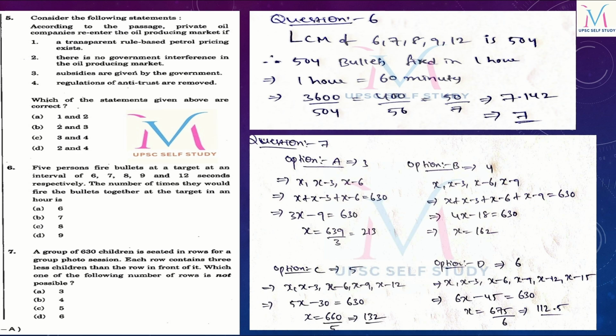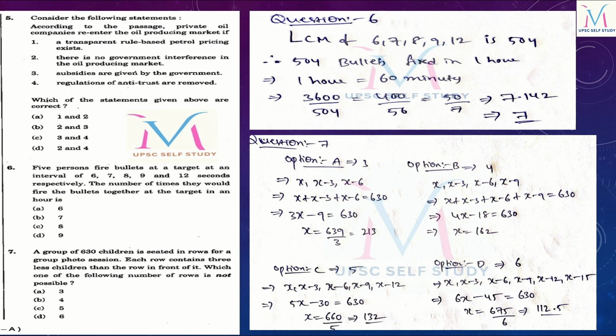Again you calculate 162. The first row has 162, the second row has 162 minus 3, 159, and the third row will have 159 minus 3, 156, and the fourth row will have 156 minus 3, 153. So the first row is 162, the second row is 159, the third row is 156, the fourth row is 153. So in these four rows they are able to sit.